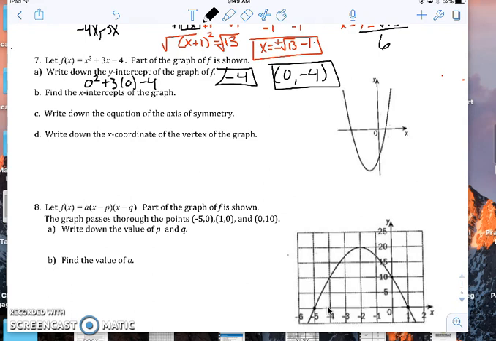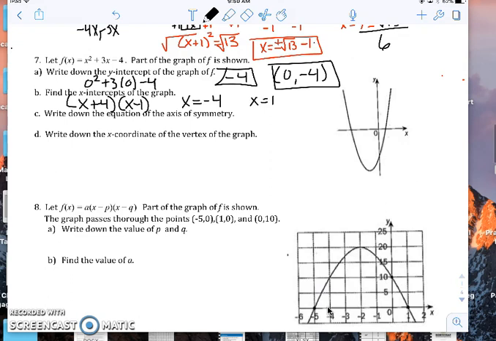The x-intercepts, so we have to solve it. And I just noticed this one's an easy one to factor. x plus 4 and x minus 1. So the x-intercepts are x equals negative 4 and x equals 1.